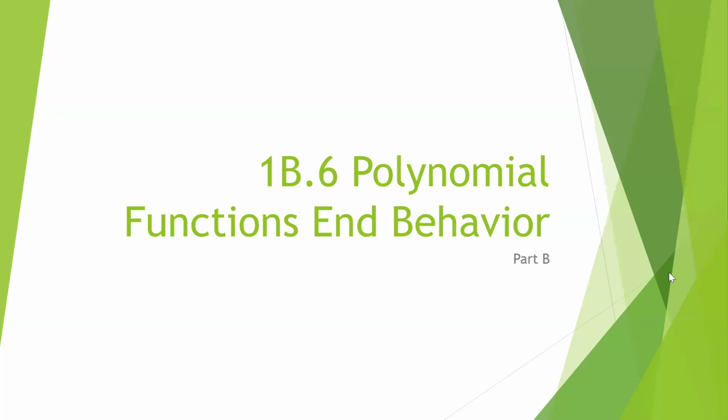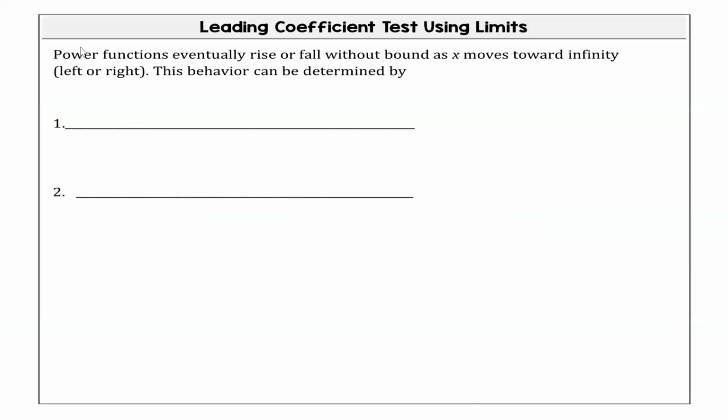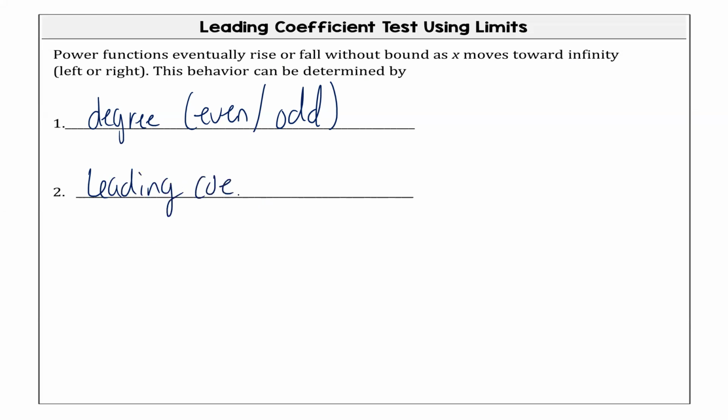All right, so for part B of our notes, these are going to be your created notes, you practicing what you already know. So you're going to be identifying your degree and your leading coefficient. First, determine the degree of the function. By determining the degree, I mean, is it even or odd? That's all I want you to be able to tell me. Is it even or odd? Then you're going to tell me what your leading coefficient is. Is it positive or negative?